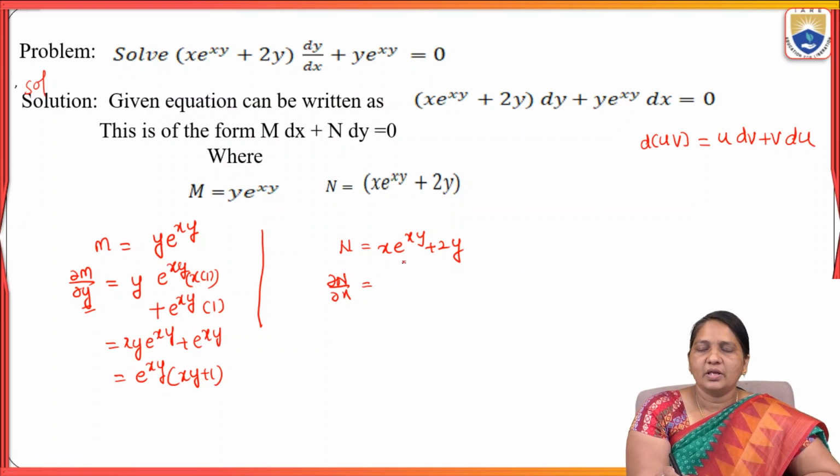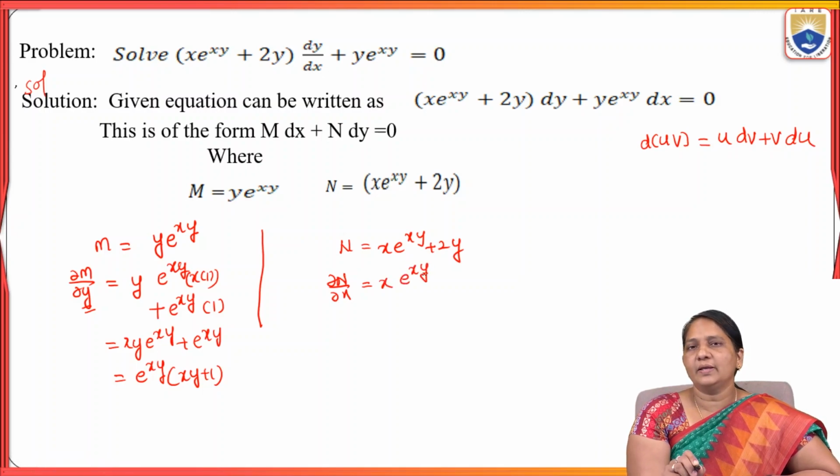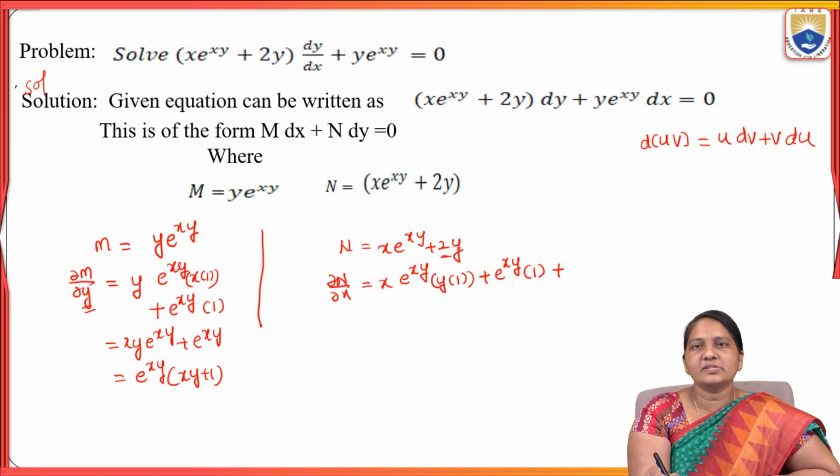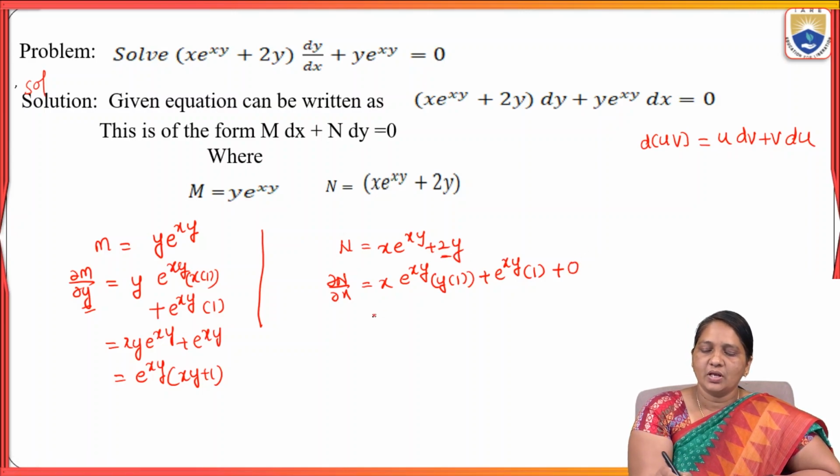Here also we are going to use the u into v form. So x is constant, and the derivative of e power xy is e power xy. And into here, when I am differentiating with respect to x, y is the constant. So y into x is 1 plus. Now e power xy is the constant. Derivative of x is 1, plus the derivative of 2y. 2 is constant and y is also constant, so this value is 0. Now this value is xy into e power xy plus e power xy.